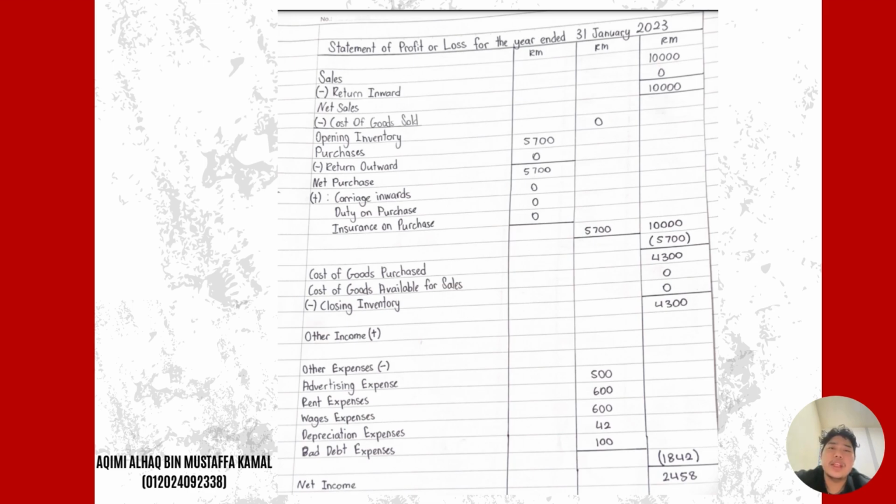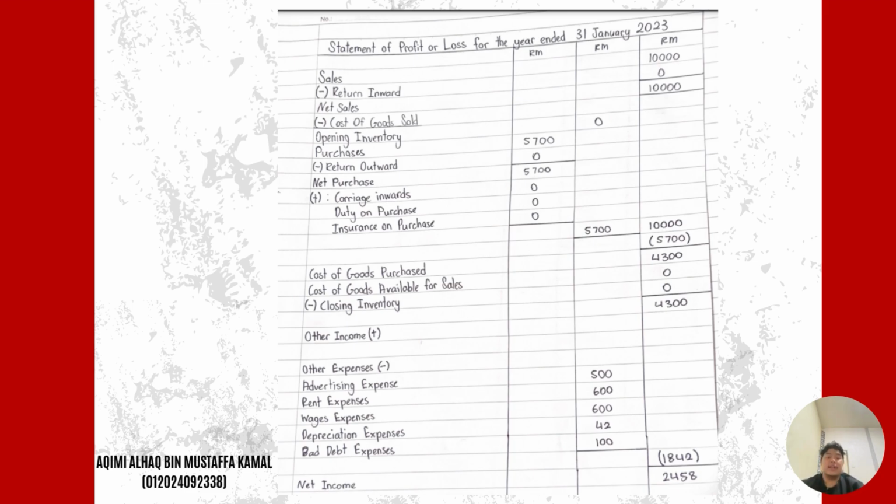So after that, we need to minus net sales with cost of goods sold. For our opening inventory, we put 0 ringgit in the middle column. Our purchases is 5,700 ringgit, which we put on the left side of the column because we need to minus it with the return outward. But our return outward is also 0 ringgit. After that, our net purchase is going to be 5,700 ringgit.